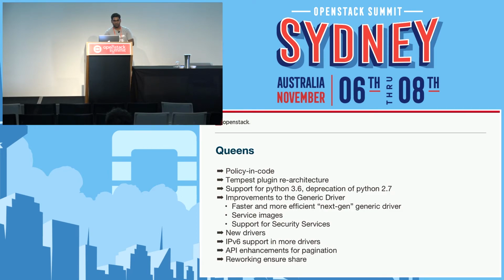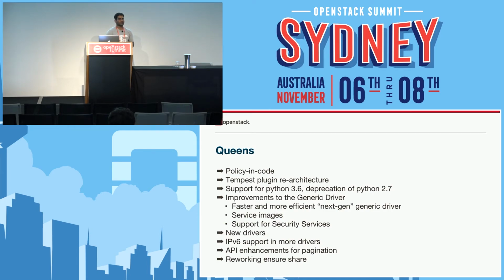That said, quickly moving on to what we're doing in Queens. The Queens cycle is midway. We passed milestone 1 a month ago, and some of the improvements that are going to come in: we no longer will enforce the presence of the Manila policy.json file. So the policy is going to be moved into the code, and as long as you don't want to modify any default policies, you don't need to have that file at all. But if you do want to modify the default policies, you can feel free to have that file and just override the policies that you want to modify. And we will be documenting that as well.